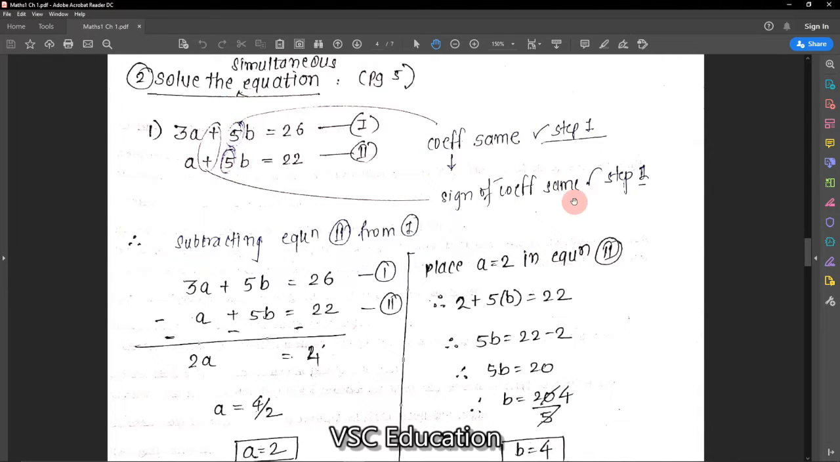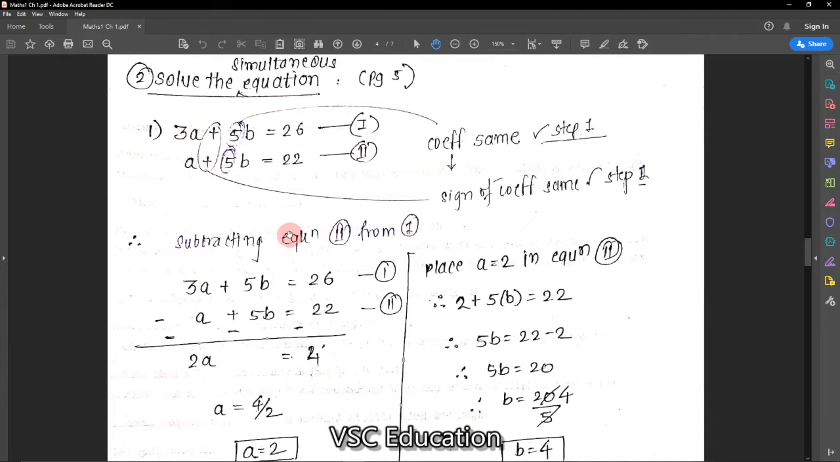Now in the second step, we observe the sign of the coefficients. What is the sign condition? If the signs are the same, what do we do? If the signs are the same, then we should always subtract the second equation from the first. Here the signs are the same, so we subtract the equations. Therefore, subtracting equation 2 from 1. What do we do here? We have to subtract the second equation from equation 1.